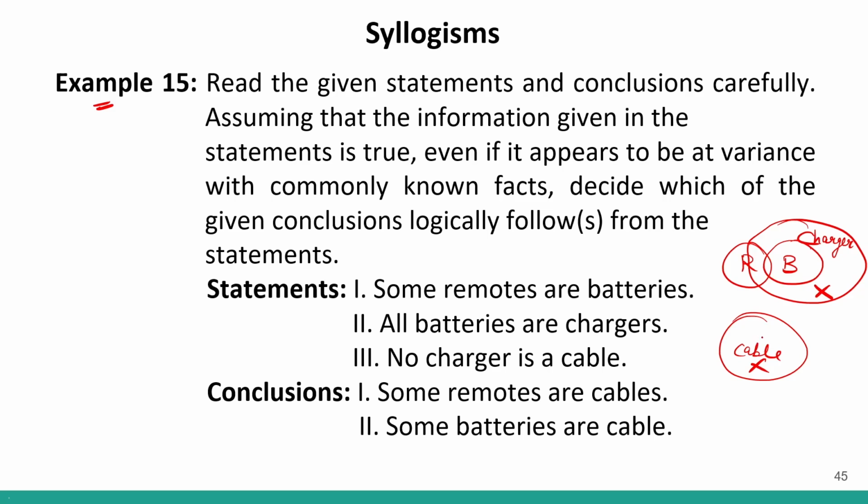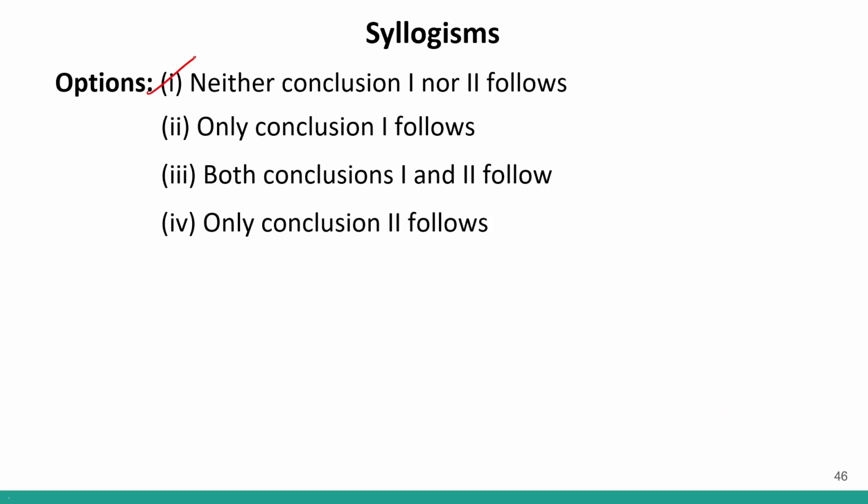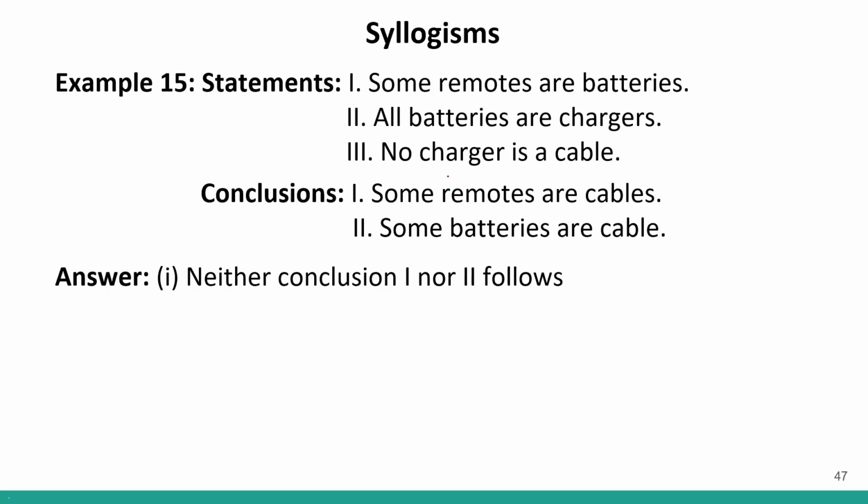Now, let us look at the conclusions. Conclusion 1 says some remotes are cables. Some remotes are cables is a possibility but is not definitely true. So since the possibility is not written, I will say this is false. Conclusion number 2 says some batteries are cables. This is definitely false because chargers and cables are not overlapping and batteries are within the charger. So this is also false. Now let us look at the options. Option number 1 says that neither conclusion 1 nor 2 follows. So this will be my answer.